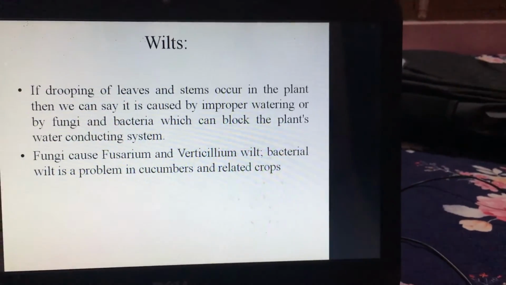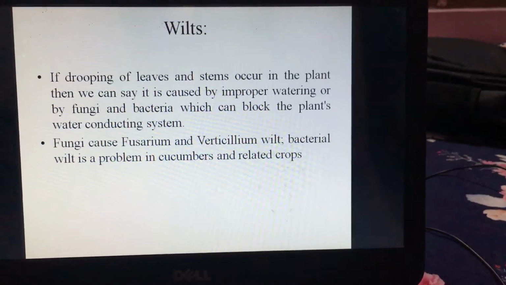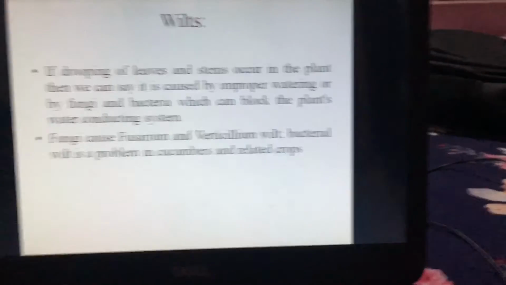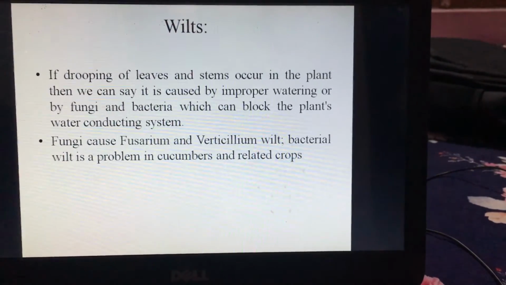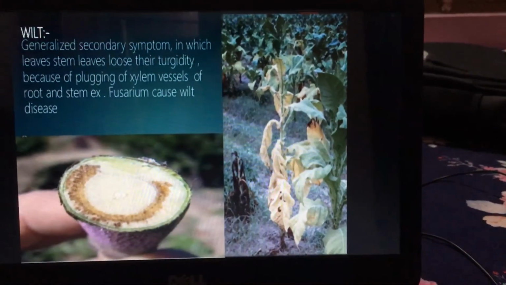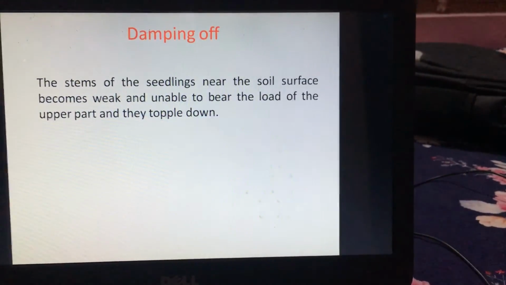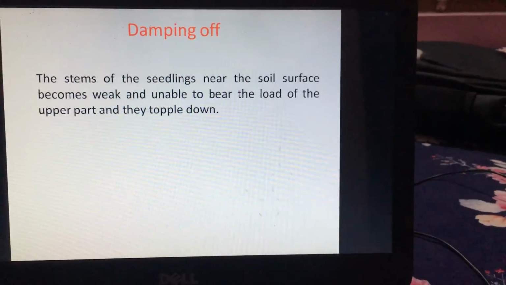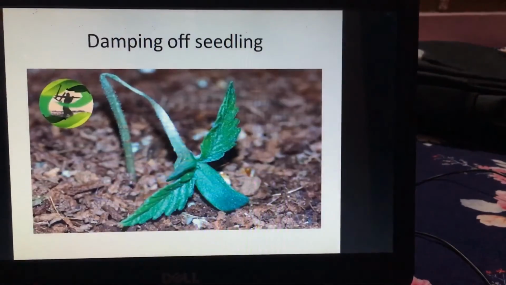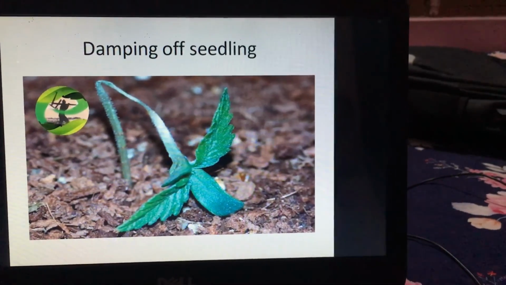Wilts. If drooping of leaves and stem occurs in the plant, it can be caused by improper watering or by fungi and bacteria, which can block the plant's water-conducting system. And here are the symptoms caused by the wilts. And damping off. The stem of seedlings near the soil surface becomes weak and unable to bear the load of the upper part, and they topple down. And this is the diagram showing the symptoms caused by the damping off of seedlings.